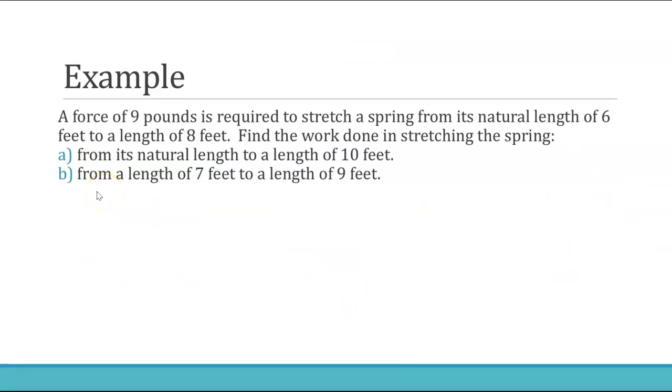Now on to part B. The good news is that we're talking about the same spring in part B, and so the force function that we are still going to use is 9/2, the spring constant from before, times x. The only thing that's going to change is the limits of integration. Now we want to find the work done in stretching the spring from a length of 7 feet to a length of 9 feet. Well, the natural length, again, was 6 feet, which corresponded to x equals 0, and 10 feet then corresponded to x equals 4, so 4 feet away from that natural length of 6 feet.